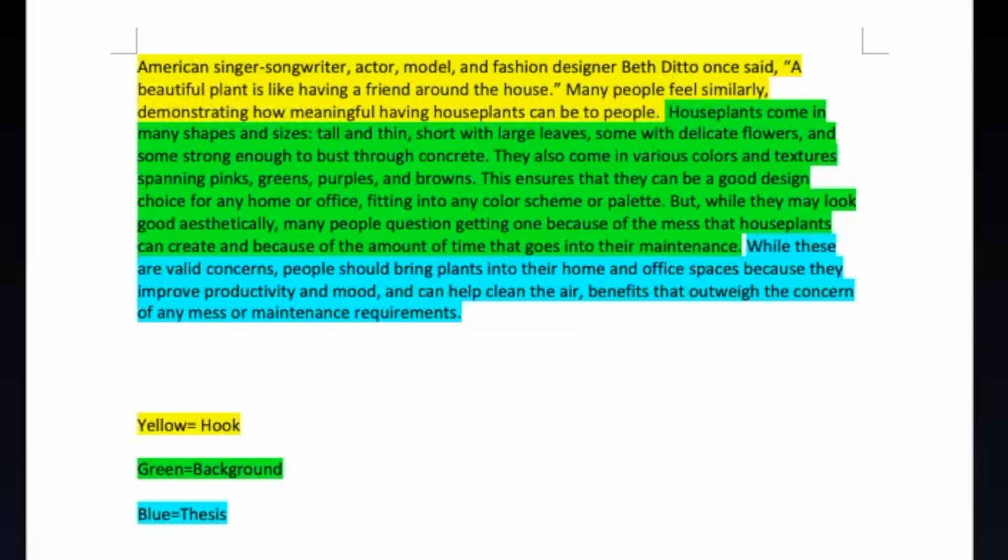So from the hook, the most broad, to the thesis, the most narrow, every sentence in here talks about houseplants, references something about houseplants, and helps guide the reader from one thought to the next without any logical leaps. So why don't you go ahead and try it on your own?